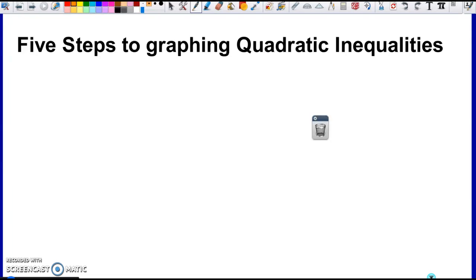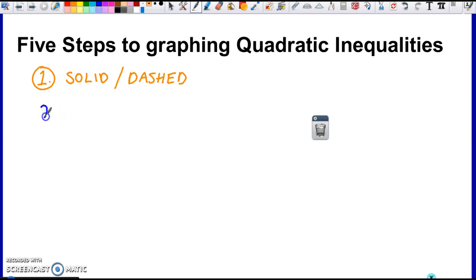Unit 11, Day 1. We're going to talk about how to graph quadratic inequalities today. There are 5 steps to graphing quadratic inequalities. You should be following along on page 3 in your note packet. Step 1 is you need to determine whether your graph is going to be a solid parabola or a dashed parabola. That's the first thing you need to check, and I'll tell you how to check that on the next page.